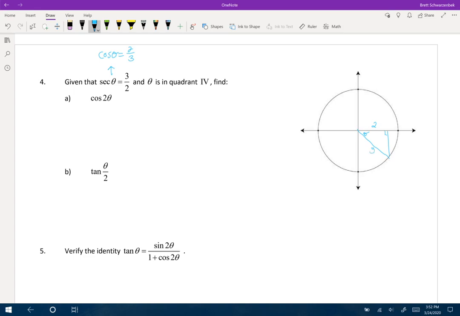Therefore, we can use the Pythagorean theorem in order to figure out what this value is going to be. So 2 squared plus x squared, we're going to get 9 is equal to 4 plus x squared is 5, and x is equal to plus or minus square root of 5. Okay, so which one is it? Well, it's got to be negative root 5, because we are going down in order to get down to the coordinate. So what does that mean for us? Well, we have the triangle we need, so we just have to follow these ratios.